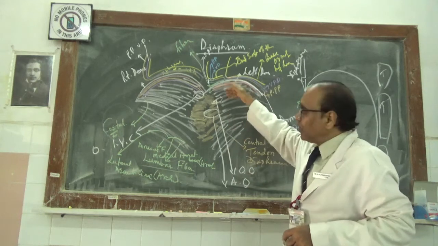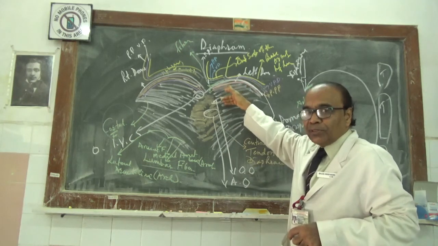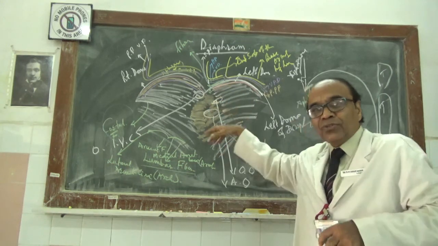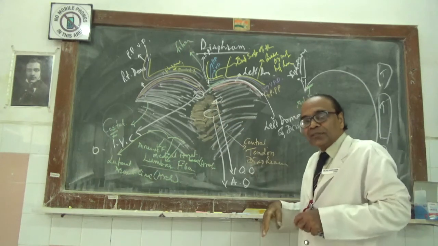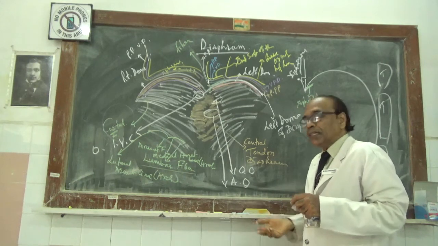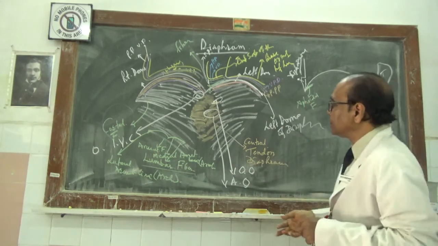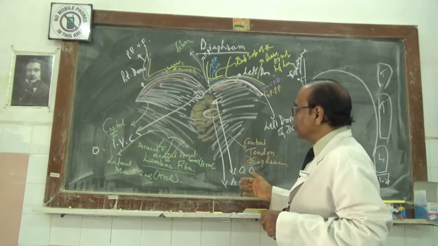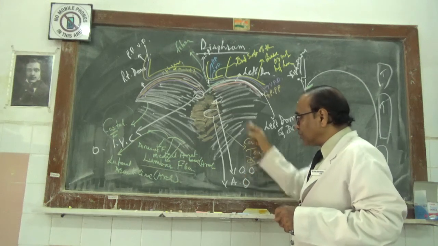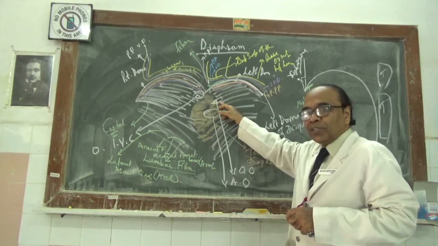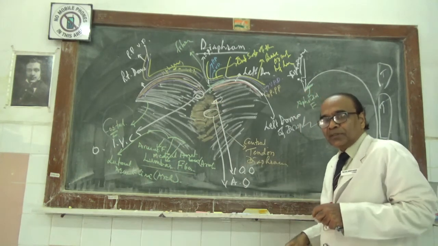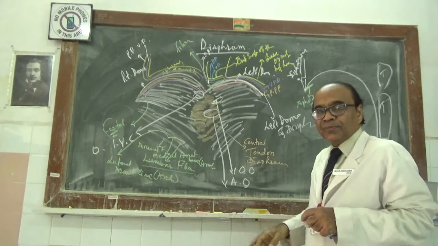Then the lymph vessels, afferent and efferent, leave the thoracic part and enter into this, especially the esophageal ones, and then join the left gastric nodes. Already you have the left vagus in front and the right vagus behind. This esophageal orifice in the diaphragm is approximately at the level of the lower border of the 10th thoracic vertebra.